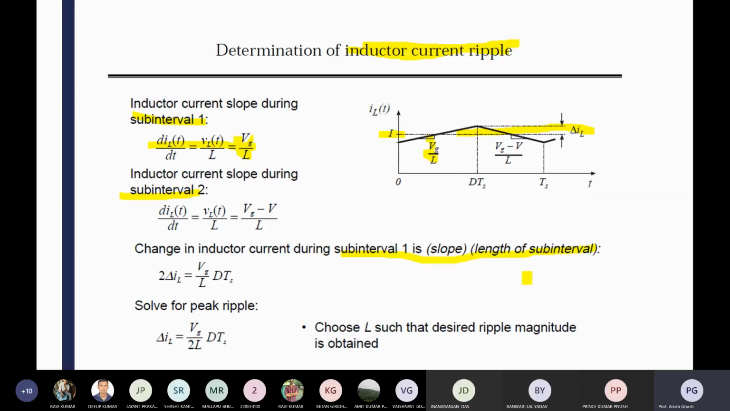So finally, the change of the inductor current during sub interval 1 is the slope times the length of the interval. So you are getting 2 delta iL, so solve for that peak ripple. How much is that value? Delta iL equal to Vg by 2L into D Ts. So choose the L in such a manner that the desired ripple magnitude is obtained. You have to pick that value of L so that the ripple is less.